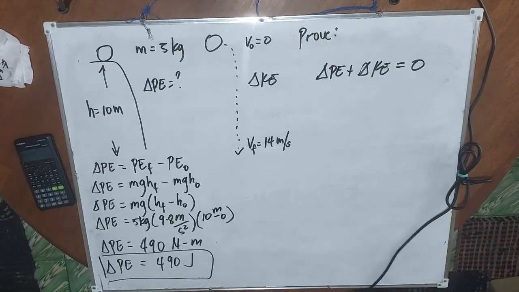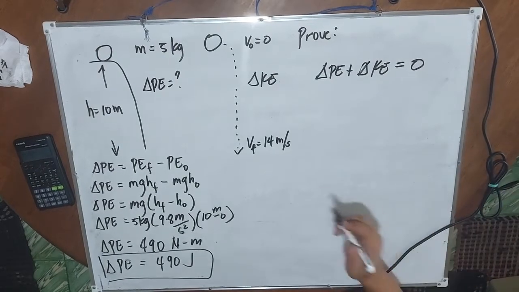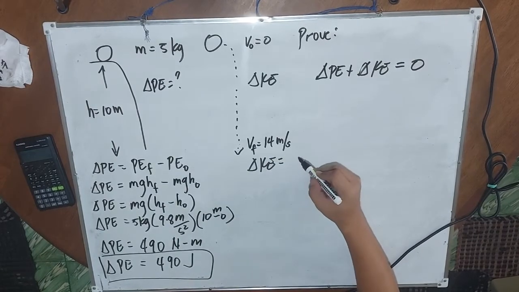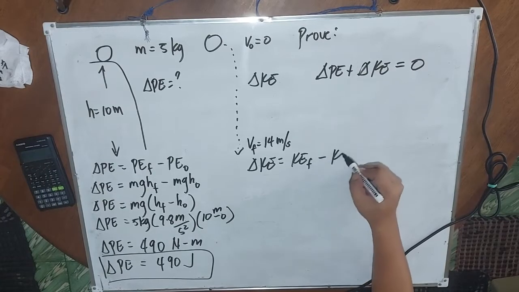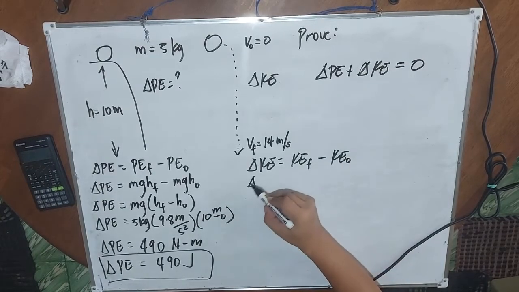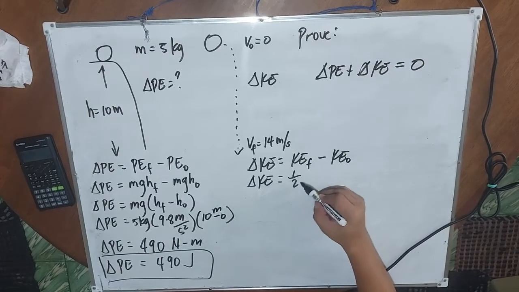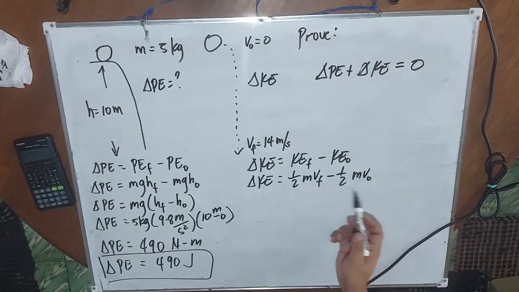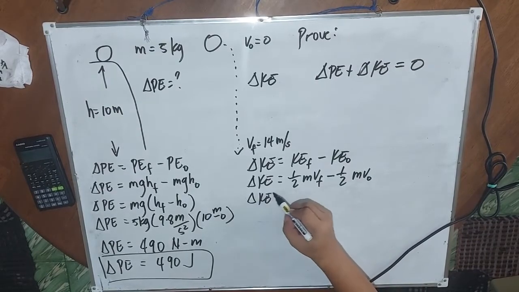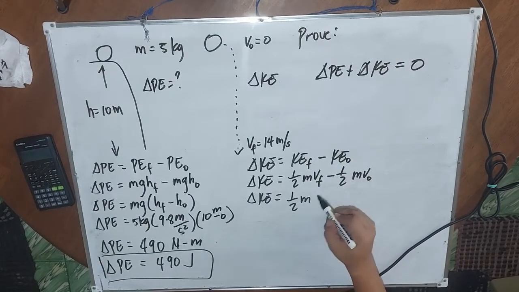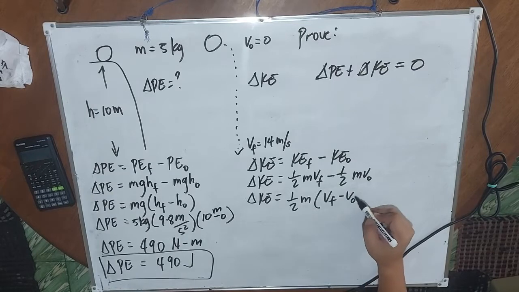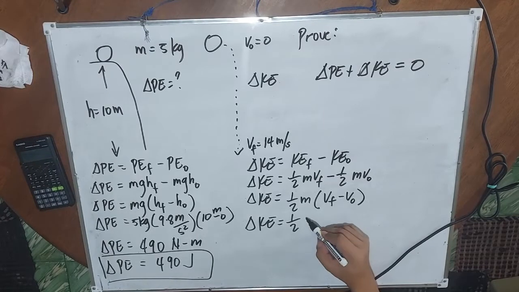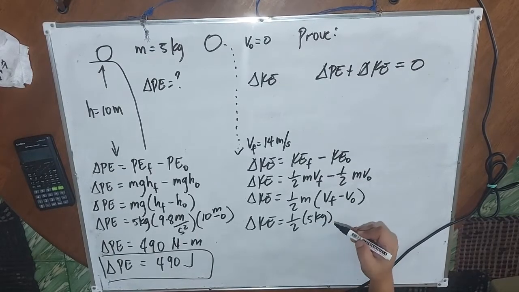Now, let us try to solve naman the change of kinetic energy. That would be equal to the kinetic energy final less kinetic energy initial. The change of kinetic energy, therefore, is equal to 1/2 m v final squared minus 1/2 m v initial squared. Ilabas ko ulit yung mga common terms. So change of kinetic energy would be equal to 1/2 m times v final squared minus v initial squared. The change of kinetic energy would be equal to 1/2 times 5 kilograms.